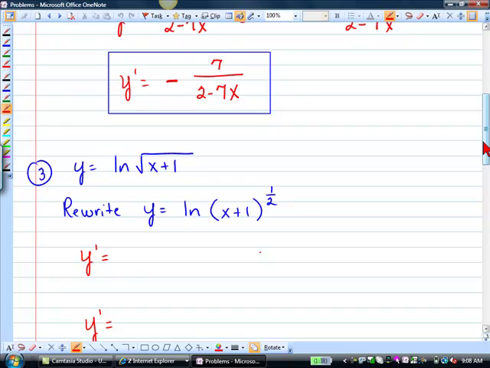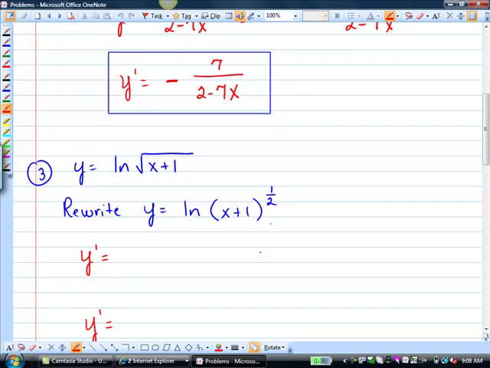All right, we get one with a radical. Y equals ln of the square root of x plus 1. You always want to rewrite it. So rewrite it with fractional exponents. Ln of x plus 1 to the 1/2.